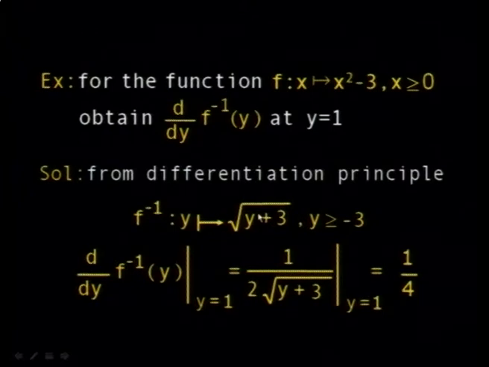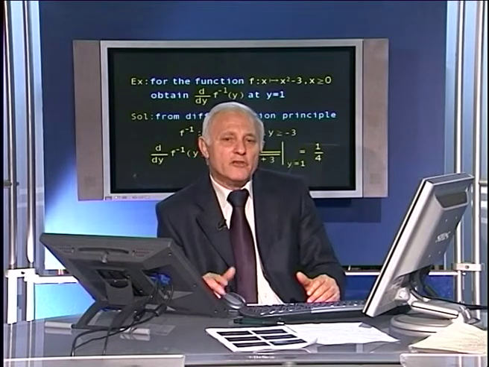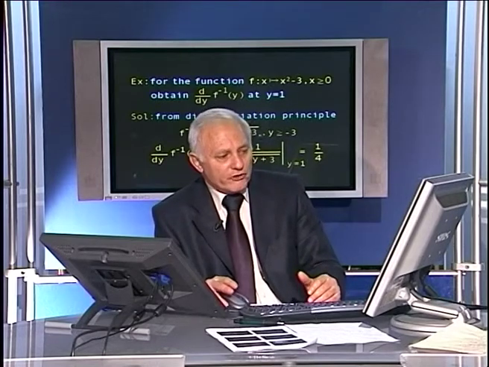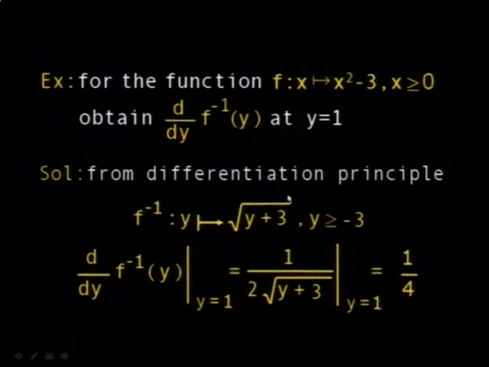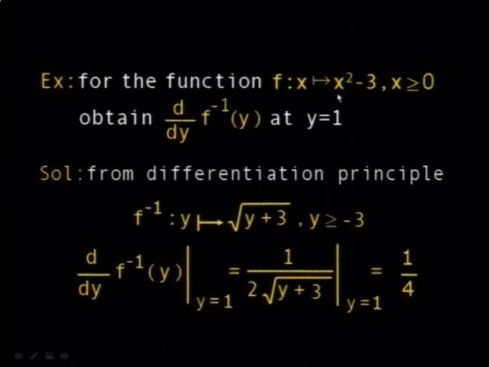This is the derivative of the inverse function with respect to y at a point which exists in the domain of the inverse function. In other words, in the range of the original function. So what you do, straightforward, you differentiate this function and you substitute at y is equal to 1. At y is equal to 1, this corresponds to the value of x is equal to 2. So (2, 1) is an ordered pair where 2 lies in the domain of f and 1 lies in the range of f.